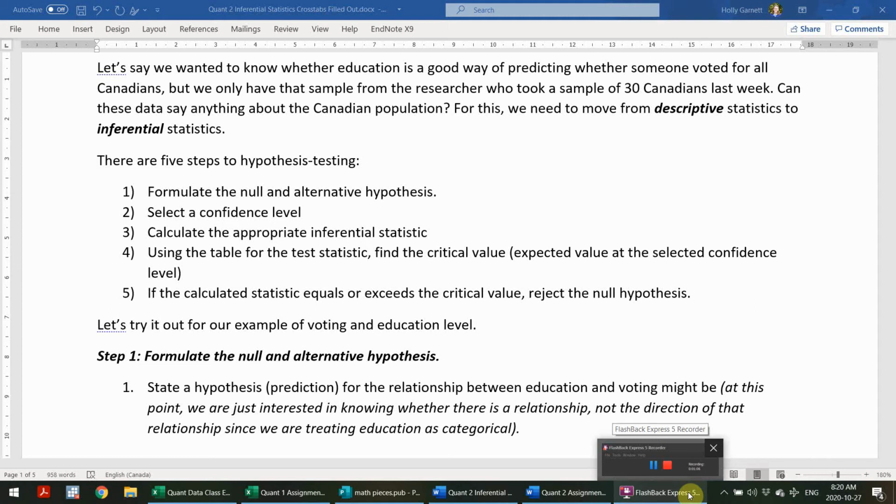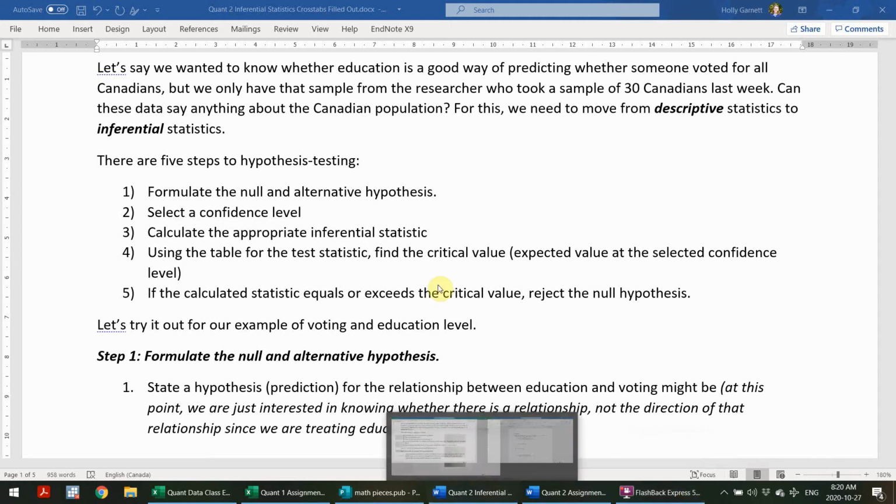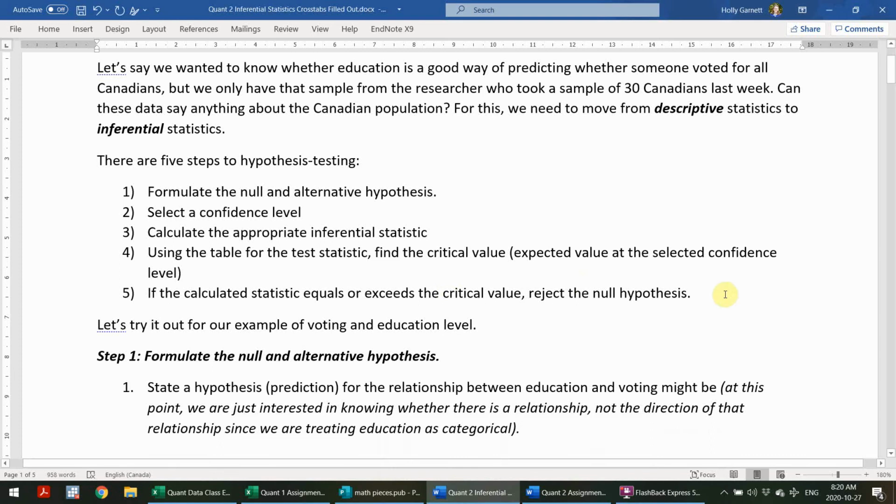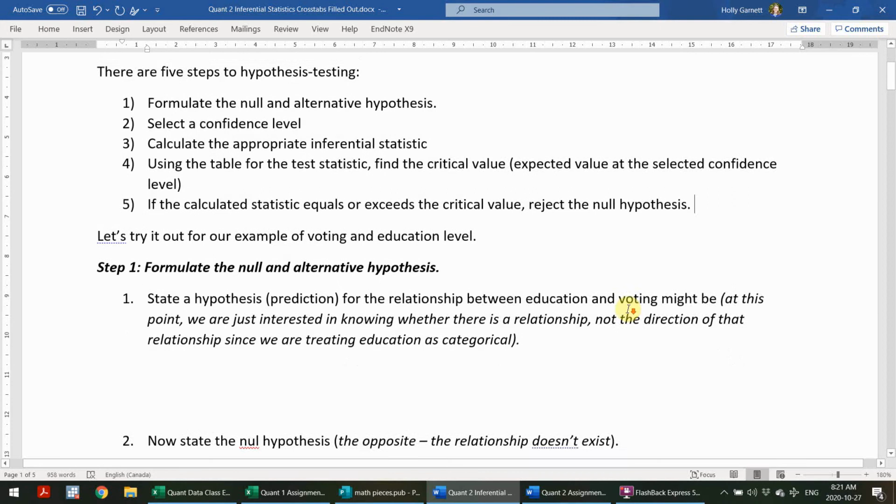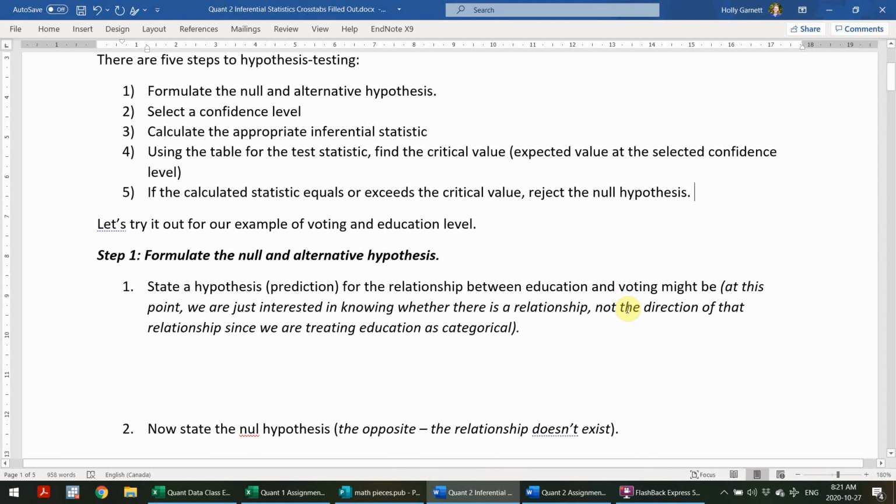And that probably made 0 sense, but we're going to go through it with our example step by step as I try to fend off my computer from a kitty cat who thinks that it's a nice warm place to sit. All right, so let's try this out with our example about voting and education level.